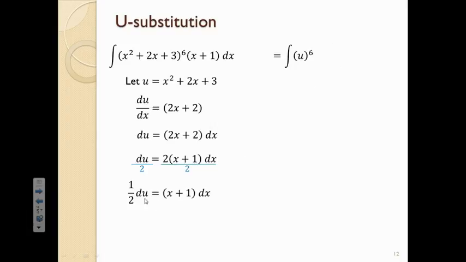So we replace x plus 1 times dx, which is this, with whatever this is equal to. It's not always a one-to-one relationship, so we have to do these steps to find, in this case, that 1/2 of du is the relationship. So what we do is we move the 1/2 du up here in place of this. So now we get the integral of u to the 6th times 1/2 du.